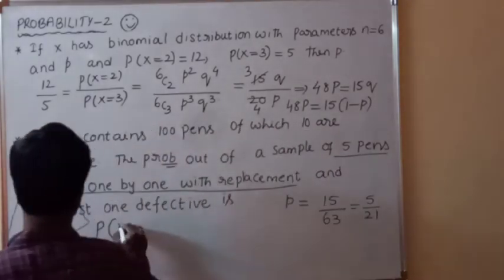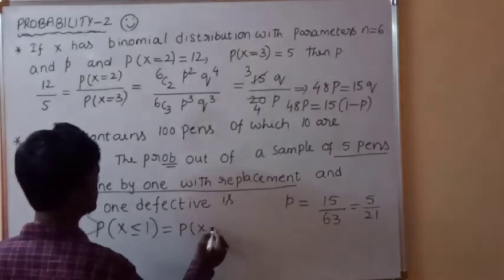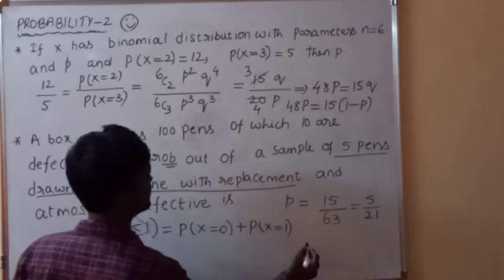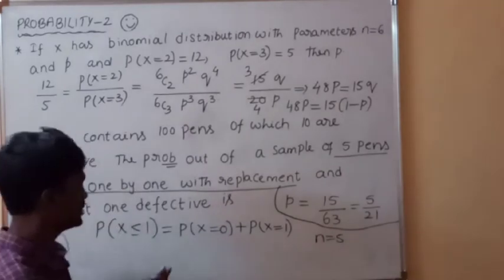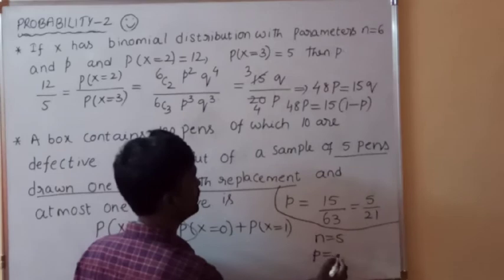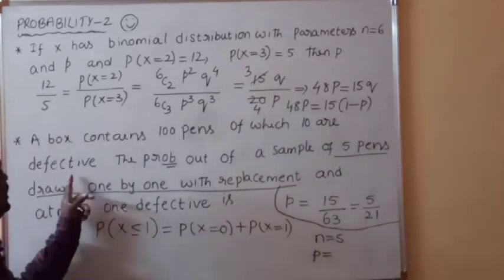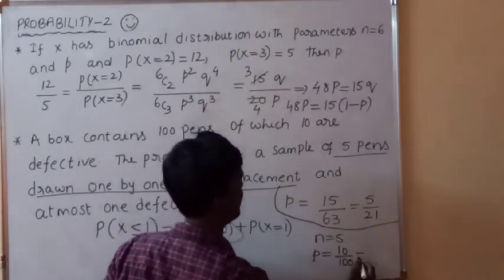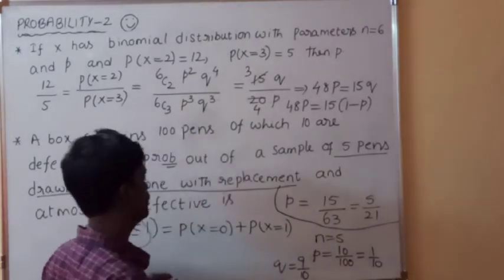So the required probability is probability of x less than or equal to 1, which is equal to probability of x equal to 0 plus probability of x equal to 1. Here what is the n value? 5. In this problem n value is 5. And p is the probability of drawing a defective bulb, from the above problem. Here p is 10 by 100, which is 1 by 10. And q value is 9 by 10. Now you can solve.